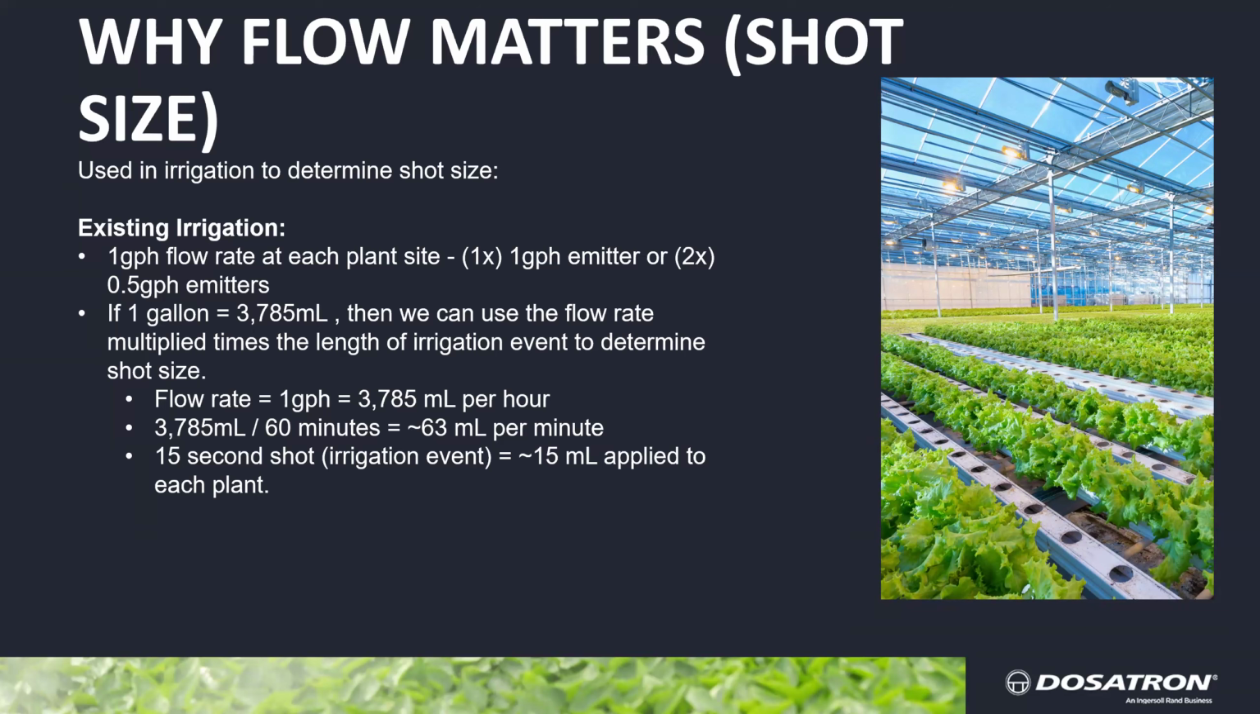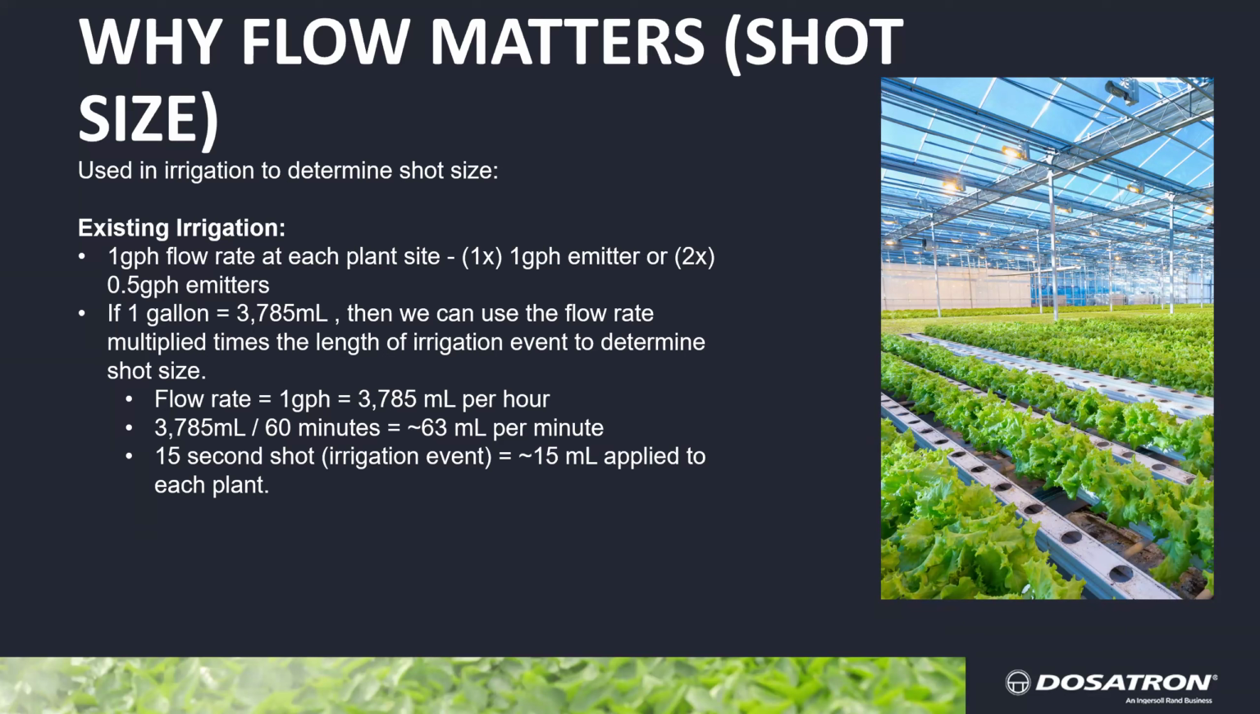Now we can use the flow rate multiplied times the length of the irrigation event to determine our shot size. So flow rate equal to 1 gallon per hour, or 3,785 mils per hour. We divide by 60 minutes and we get roughly 63 mil per minute. If I ran that zone for a minute, I'd be applying 63 mils to a plant site.